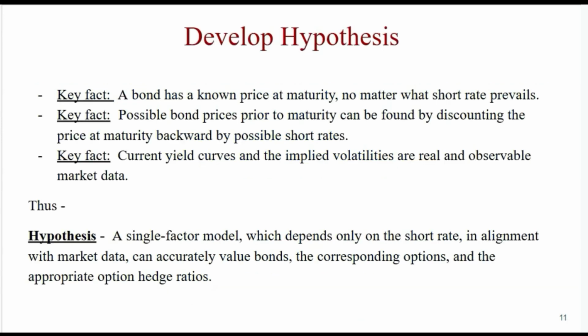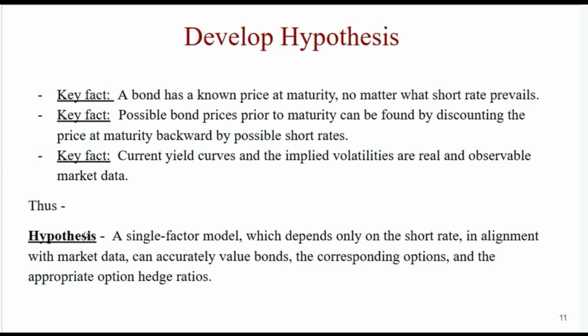So what is our hypothesis in this paper? We know a bond has a known price at maturity, no matter what short rate prevails. We know we can find possible bond prices prior to maturity by discounting the price at maturity backward by possible short rates. And we know that looking at the market term structure composed of the current yield curve and implied volatilities, we have real and observable market data there.